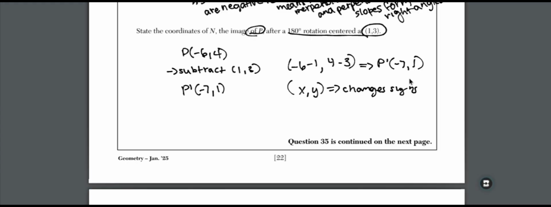So what happens is, after a 180-degree rotation, I'm going to have 7, -1. Okay? X and Y, and I change their signs. So if they're positives, they become negatives. If they're negatives, they become positives. After that, I'm going to add again my center of rotation, which was 1, 3.